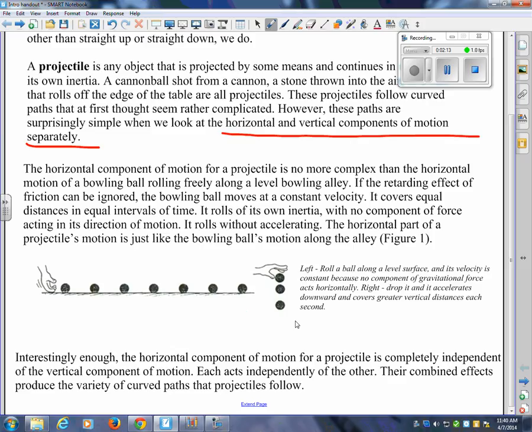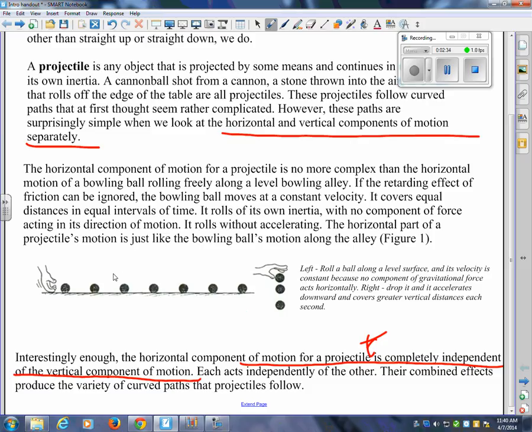Interestingly enough, the horizontal component of motion for a projectile is completely independent of the vertical component of motion. Put a star beside that or underline it or what have you, because that's pretty important. The horizontal and vertical components are independent. Their combined effects produce the variety of curved paths that projectiles follow. This is a paragraph that we have.